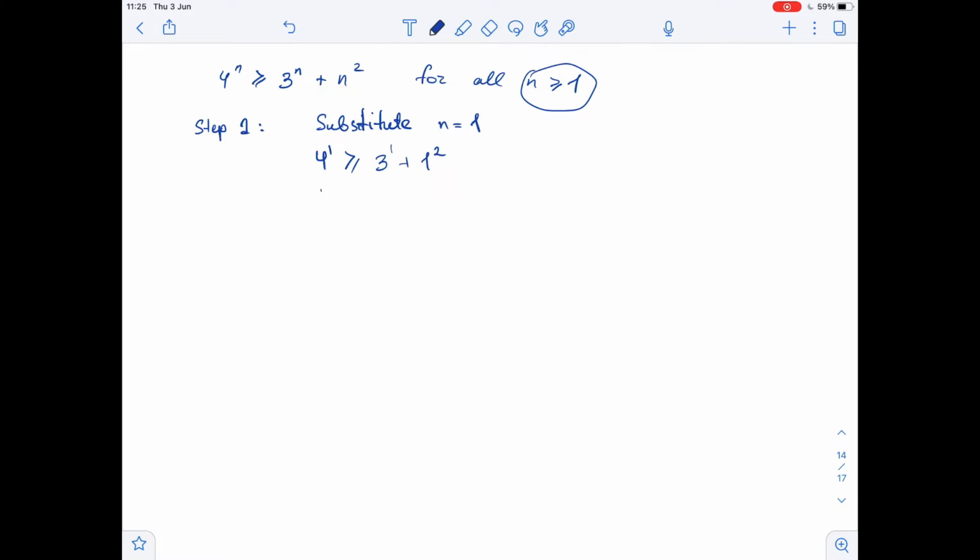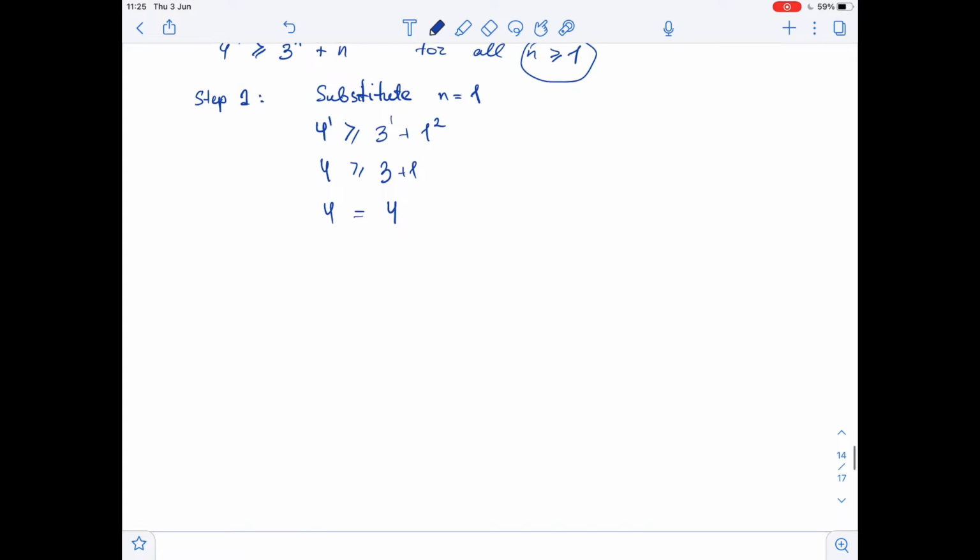And 4 to the power of 1 is 4, 3 to the power of 1 is 3, 1 squared is 1. So on the left side we have 4, on the right side we have 4, so these two sides are equal. That means that the inequality is true for n equal 1. Great, now we will do the next step, step 2.